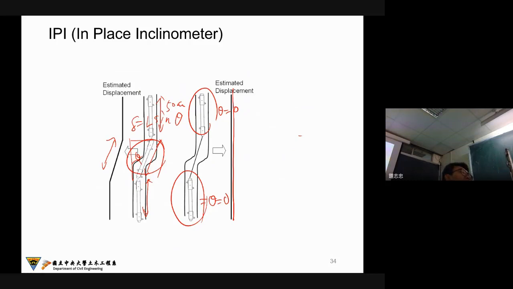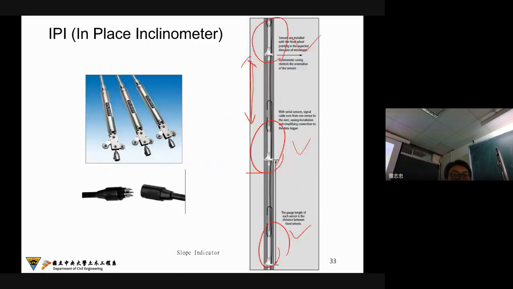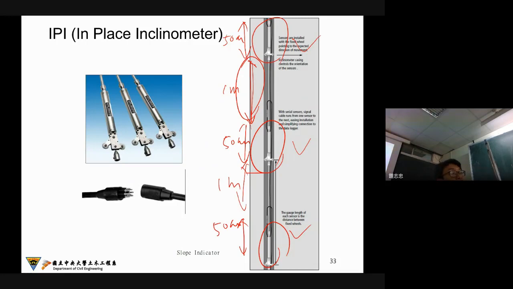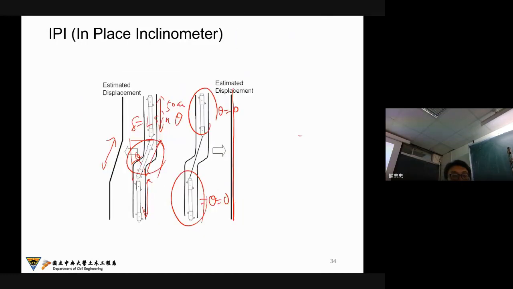So this is the limitation. If you try to use the IPI for the measurement, you need to check your spacing, because this is maybe 50 centimeters. But if you have a limited project, you need to use the extension rod. Maybe this is 1 meter of extension rod and the next 50 centimeters, and the extension 1 meter and the next 50 centimeters of measurement. So I would like to say there will be a problem if you try to increase the IPI spatial resolution. So this will be a good example for you, okay?